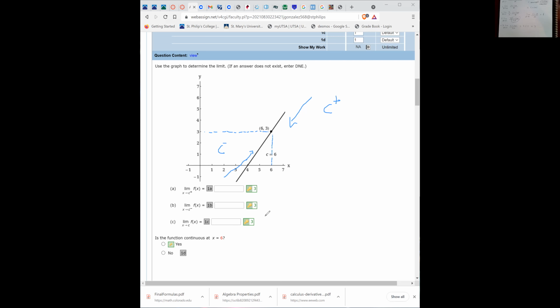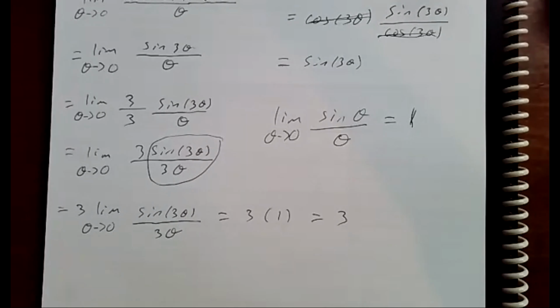Yeah, that's what happens, right? So they got a 3 and a 3, so therefore 3. Now the question is, is the function continuous at 6? So this is a little more in depth. Let me find a little note here, one second. Where is it? Oh, here it is.